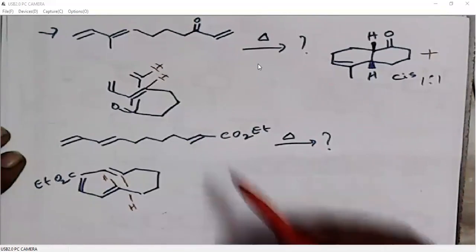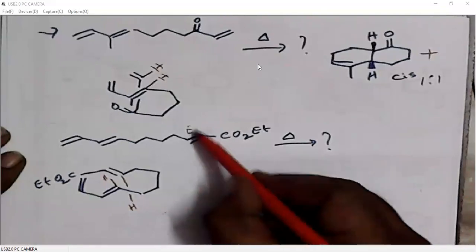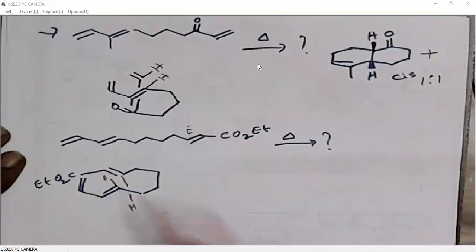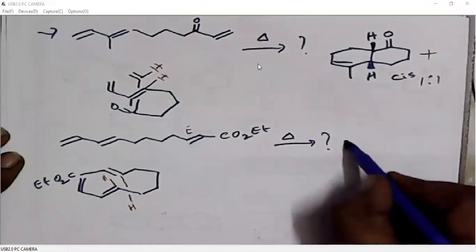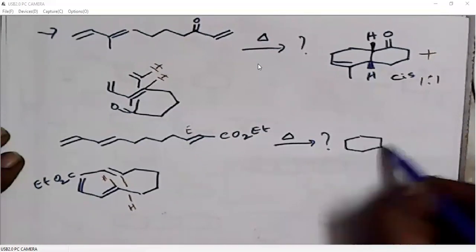Yeah, this is trans only, right? So this is an E double bond, so both are exactly opposite. That means trans. And not only that, this ester and this hydrogen both are cis. Right. So when we write the product, we need to keep in mind all these points.